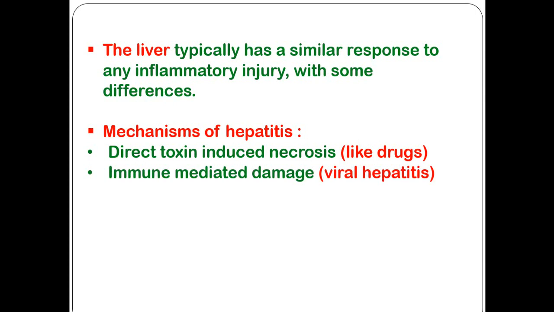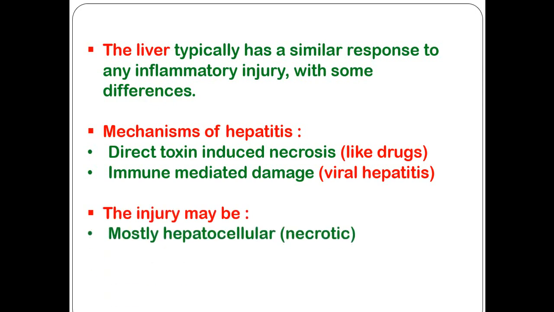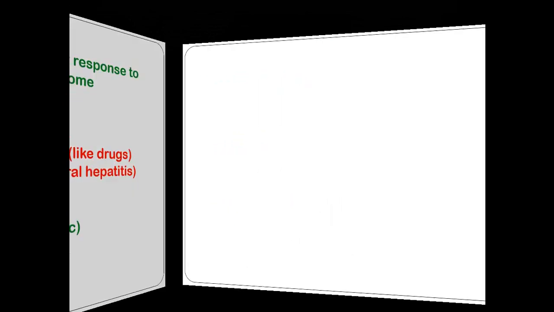And the area involved in the damage could be mostly hepatocellular cell death or necrosis, or it may affect primarily the bile duct leading to bile flow obstruction, what's called cholestasis, or sometimes it may be both hepatocellular necrosis and cholestasis.